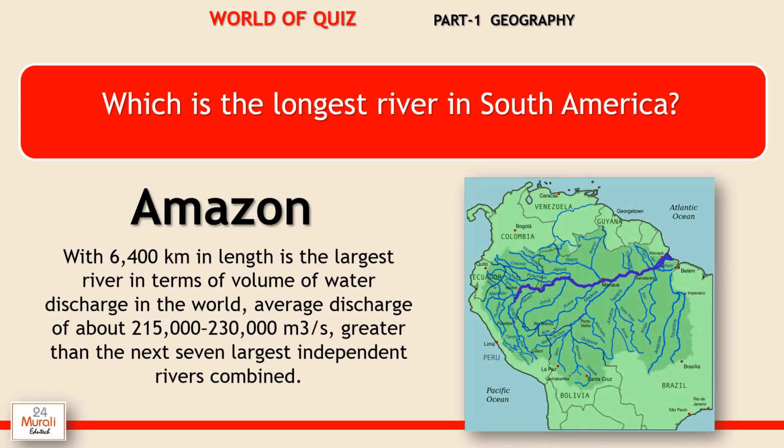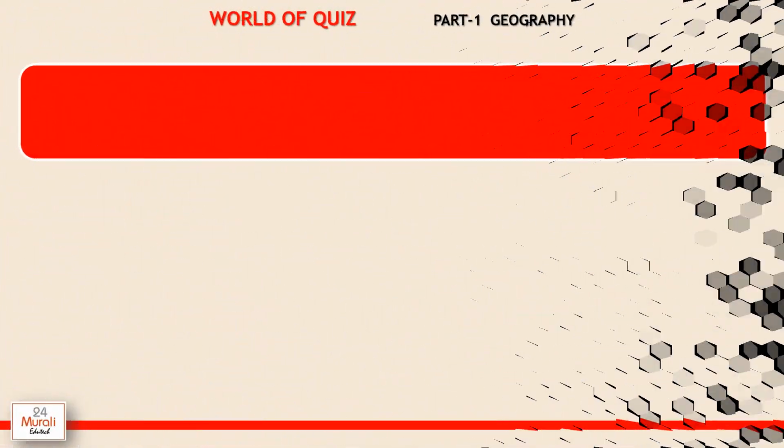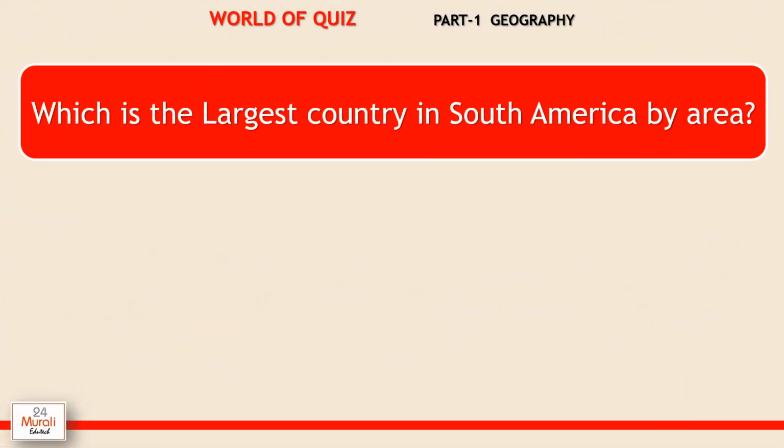Amazon, with 6,400 kilometers in length, is the largest river in terms of volume of water discharge in the world. Average discharge of about 215,000 to 230,000 cubic meters per second, greater than the next 7 largest independent rivers combined. Which is the largest country in South America by area?